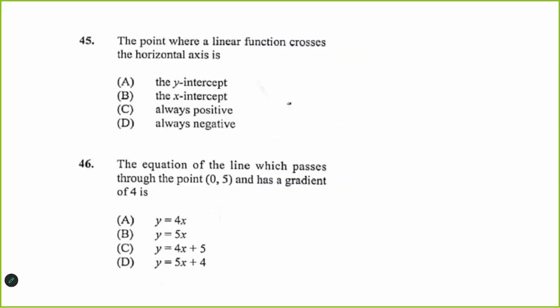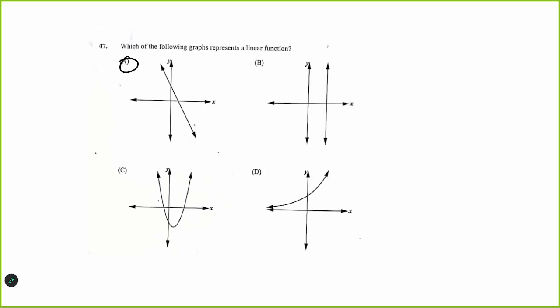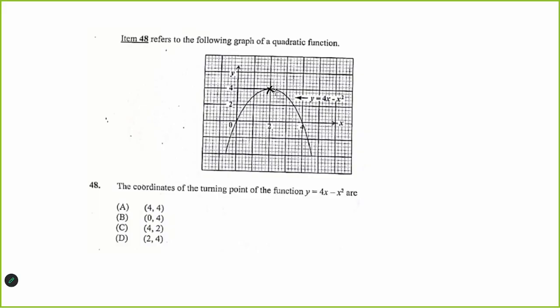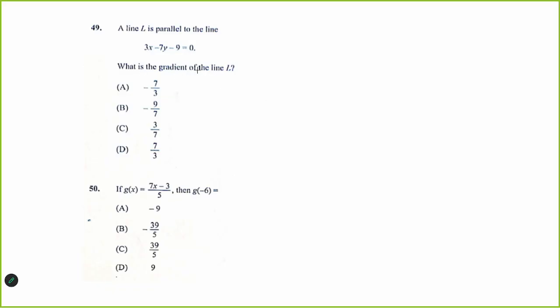Let's look at May, June 2021. Horizontal axis, not vertical. Horizontal is your x, so it is the x-intercept. The equation when the gradient is 4 and the y-intercept is 5: y is equal to 4x plus 5. Repeated question, this is a linear function. This point here, x is 2, y is 4. So 2, 4. What is the gradient of line L? They have parallel gradients. So you have 3x minus 9 is equal to positive 7y. I carried it across already, so you'll divide by 7. So it'll be 3 over 7, which is C.